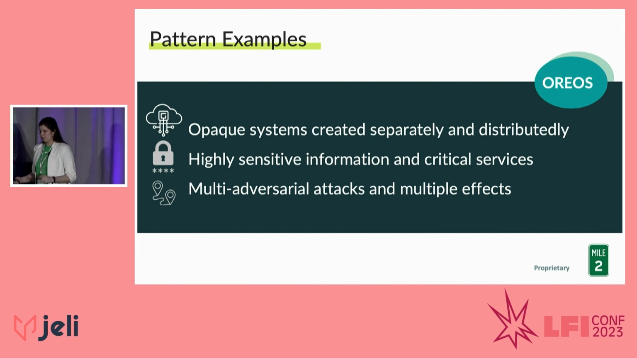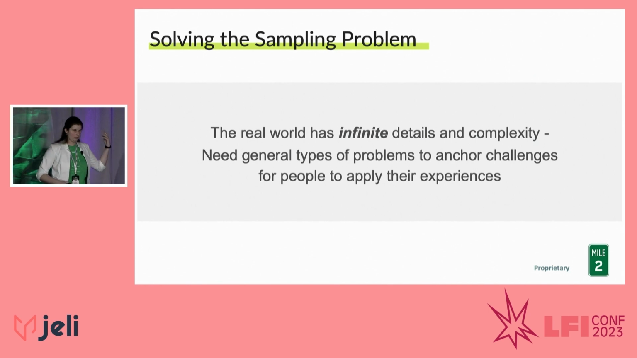So the reason why I talk about all these different patterns and problems is that we have a sampling problem. We cannot represent the entire space of the world, right? A model that includes every relevant detail is the world itself. So we have to simplify and focus on the critical elements that are important. So that's why we need these general types of problems and patterns to anchor the challenges that we present to our people, to be able to understand and apply their experiences.